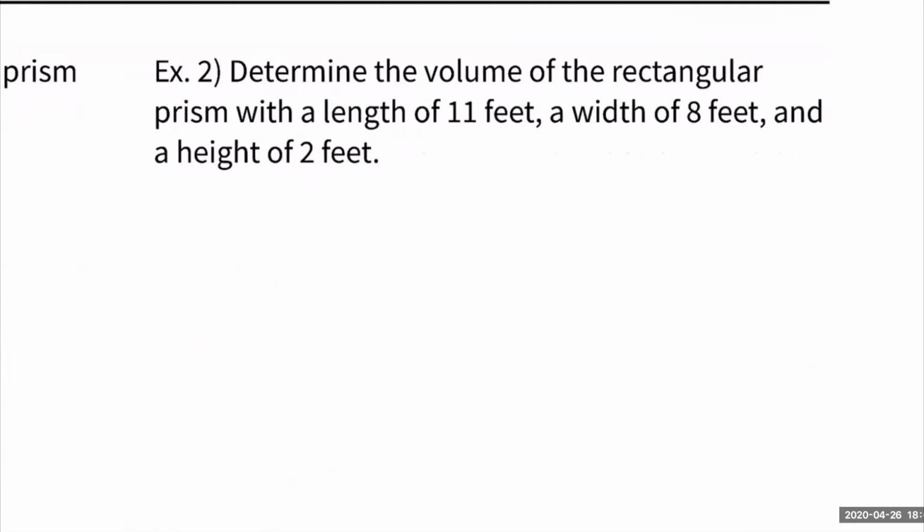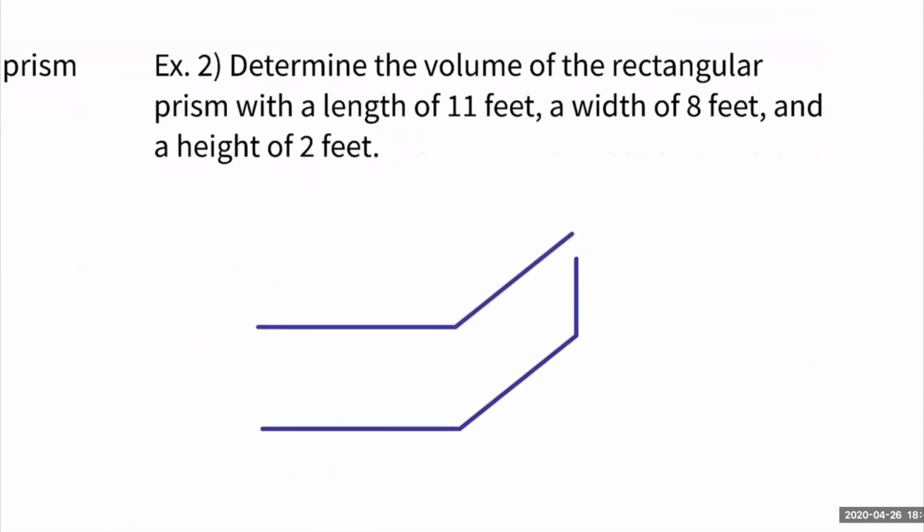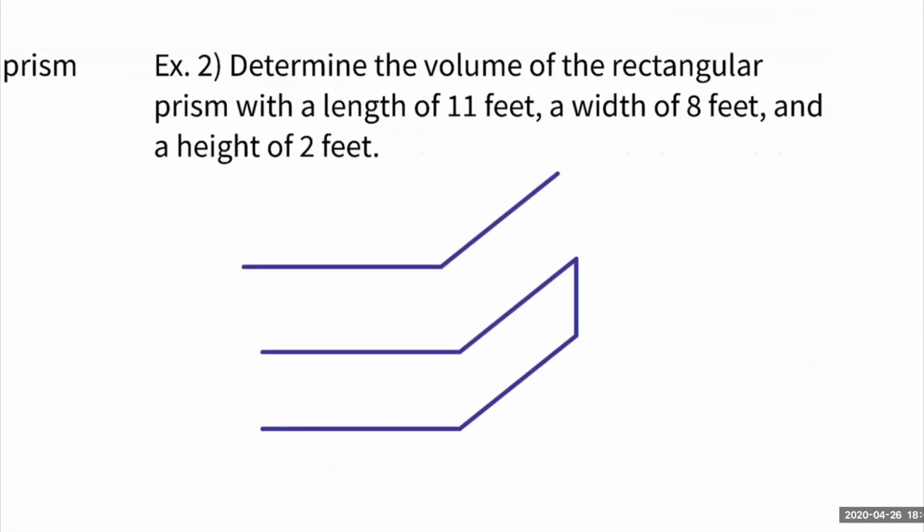All right, so you've got a rectangular prism with a length of 11 feet and a width of 8 feet and a height of 2 feet. And now I'm just going to do some Notability magic and make this look like an actual rectangular prism. Boop, boop.